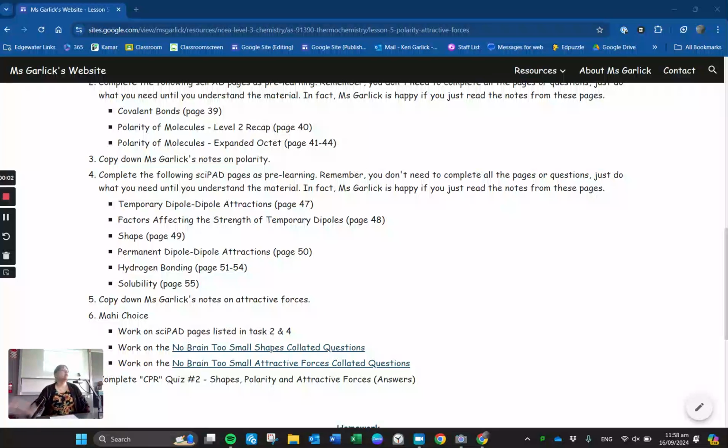Okay, so next section of notes, I want to talk about the attractive forces. So this is often, like I said, another type of question you're going to get. It's generally tied with the shapes and polarity question.